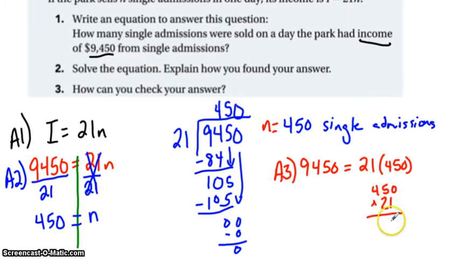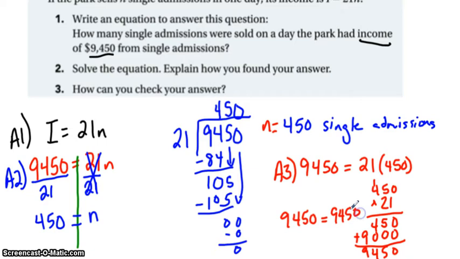Okay, and now I'm going to check my work real quick, that 21 and 450, we're going to multiply that out. 1 times 0 is 0, 1 times 5 is 5, 1 times 4 is 4. Add a 0, 2 times 0 is 0, 2 times 5 is 10, and then we get 9. We add those up, and that is 9,450. So basically, 9,450 is going to equal 9,450. Thus, checking our answer, both sides are balanced, so the solution of n equals 450 is correct.